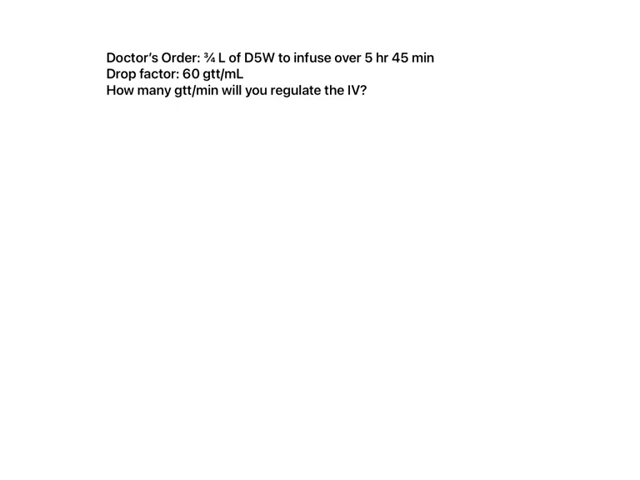The question says, doctor orders 3/4 liters of D5W to infuse over 5 hours and 45 minutes. The drop factor is 60 drops per mL. How many GTTs per minute will you regulate the IV? So our answer is looking for GTTs per minute. All right, so first what we need out of the physician order, we need the volume and we need the time. All right, so let's do some converting.